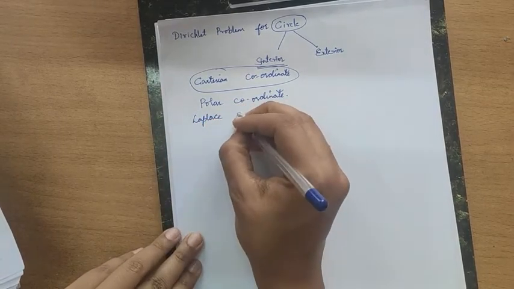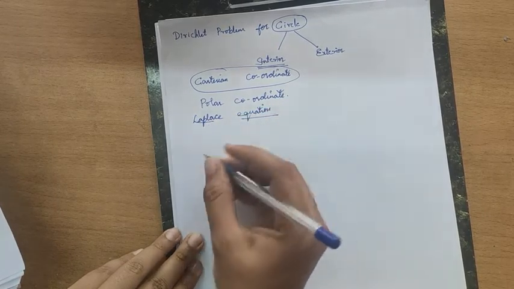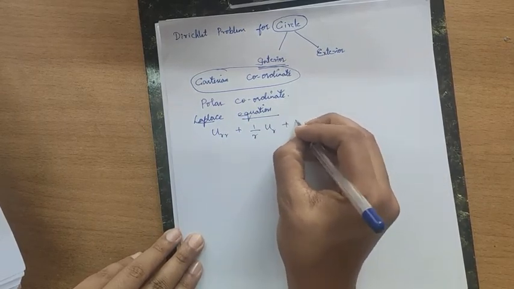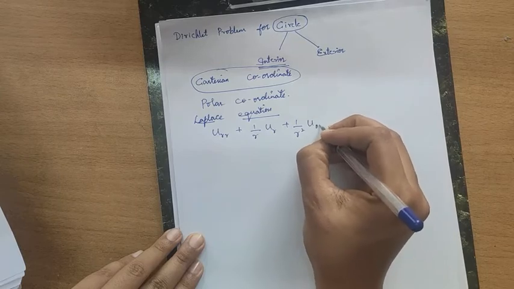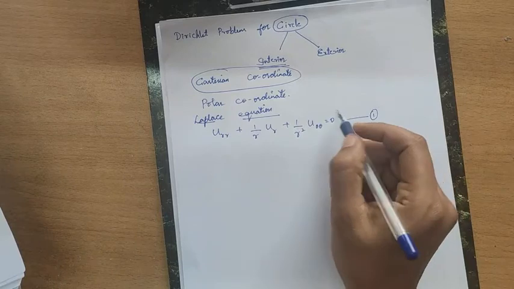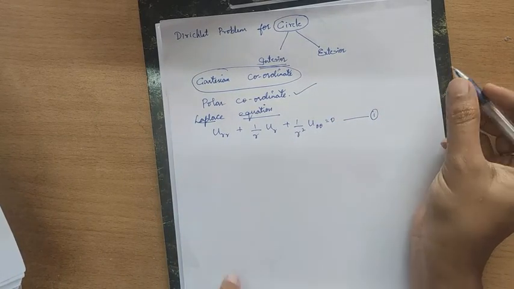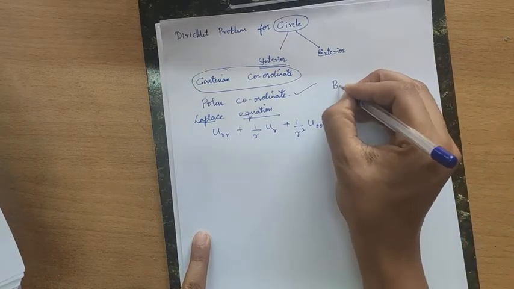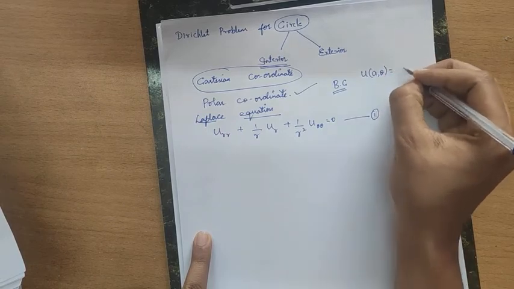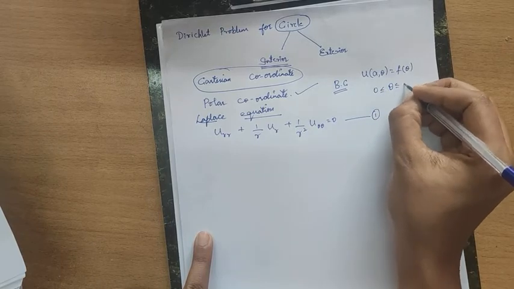Laplace equation. U_rr plus 1 over r U_r plus 1 over r square U_theta theta is equal to 0. I will call this as equation number 1. This is nothing but Laplace equation in polar coordinate system. Okay. For this they have given the boundary condition. The boundary condition is u of a comma theta is equal to f of theta, where your theta is varying from 0 to 2 pi.